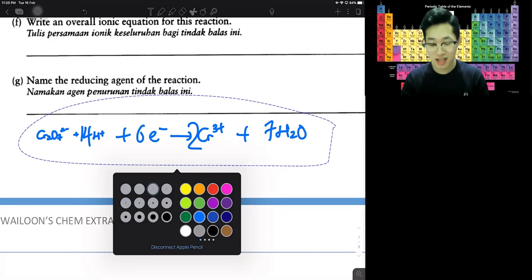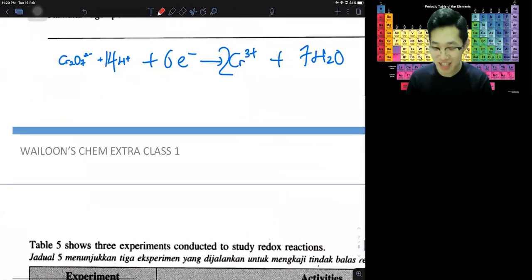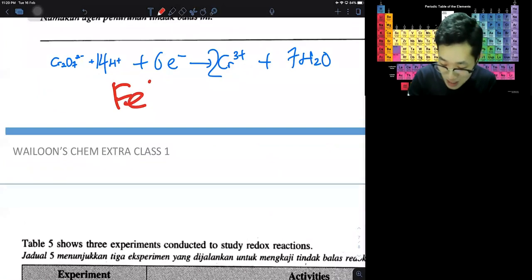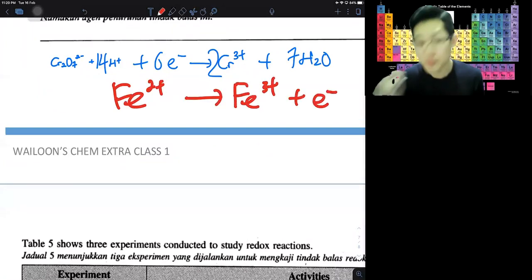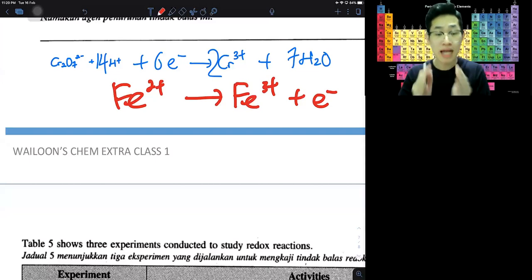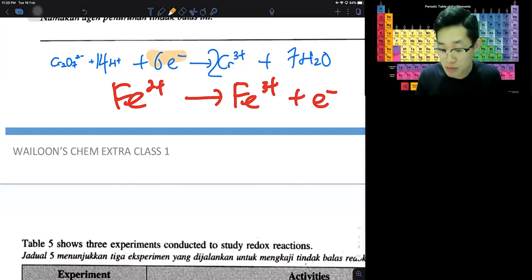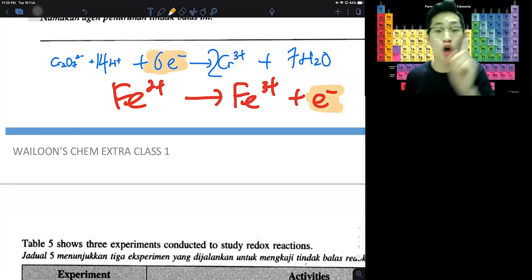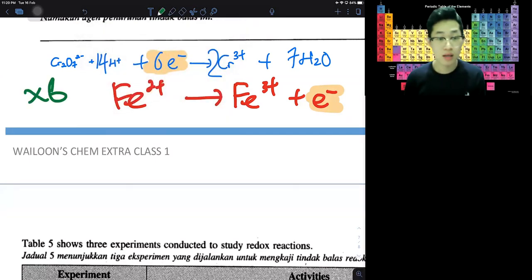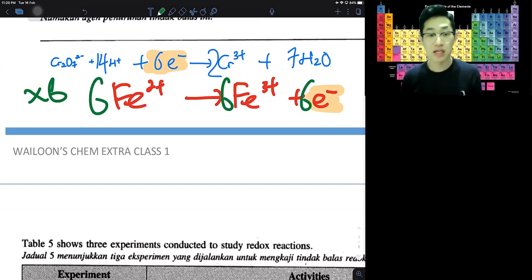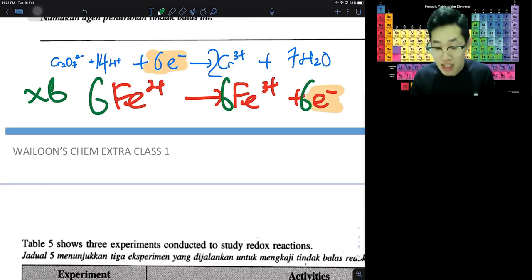Ayah, I deleted the equation. Okay, never mind. I write again. Fe2+ becomes Fe3+ plus electron. Before you combine, make sure the electrons are the same. You see 6 here, but here only 1. So what do you have to do? Multiply by 6. So 6, 6, 6. Same already, now you can cancel.